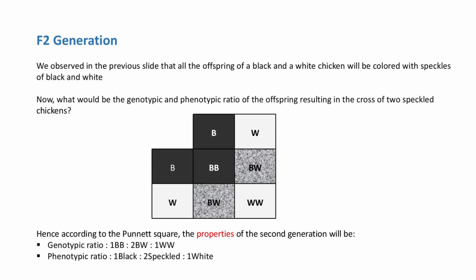F2 generation. In order to find the phenotype of the offspring resulting from the cross of two heterozygous speckled chickens, we solve them using a Punnett square. The Punnett square shows that one offspring will be homozygous black and two offspring will be heterozygous speckled, and the fourth offspring will be homozygous white. Hence, the genotypic and phenotypic ratios will be 1:2:1.